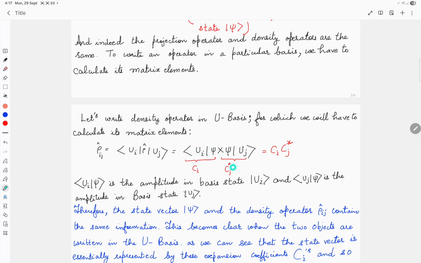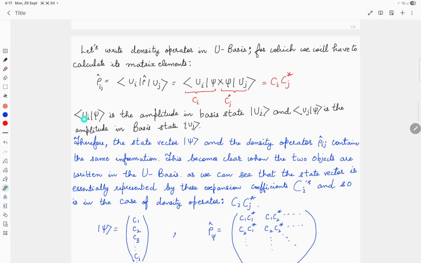So this is Ci, and this is Cj conjugate, because this is bra of psi and uj. So the matrix elements can be calculated as the coefficient Ci multiplied by the coefficient Cj with its conjugate. And this inner product of ui with psi is the amplitude in the basis state ui, and uj with psi is the amplitude in the basis state uj. So Ci is the quantum amplitude for the ket ui basis, and Cj is the quantum amplitude for the ket uj basis. That's what I am trying to explain here.